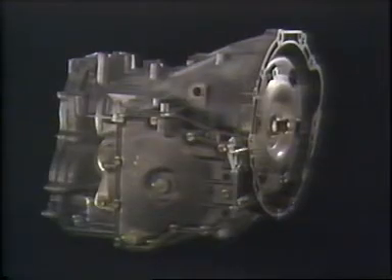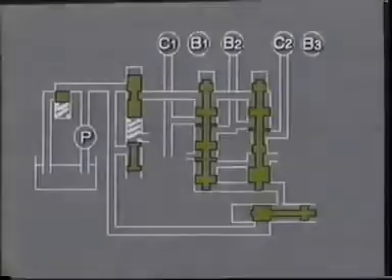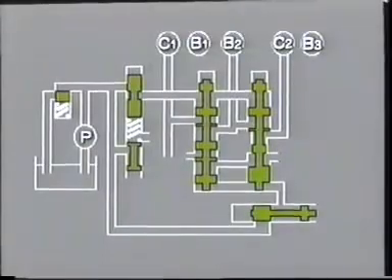Now, based on what we have learned so far, let's study the basic operation of a 3-speed automatic transmission. This shows the basic circuitry of the hydraulic control system of a 3-speed automatic transmission. Hydraulic pressure generated by the oil pump is changed into line pressure by the primary regulator valve.